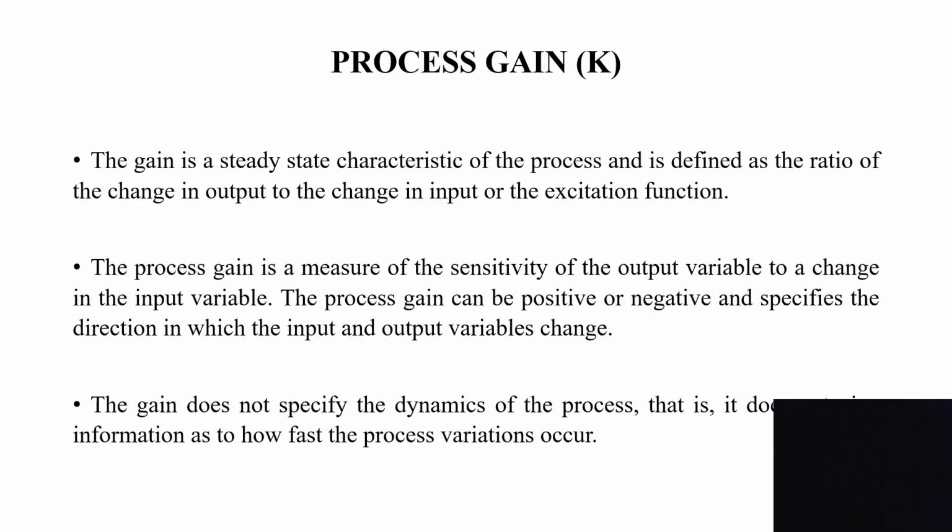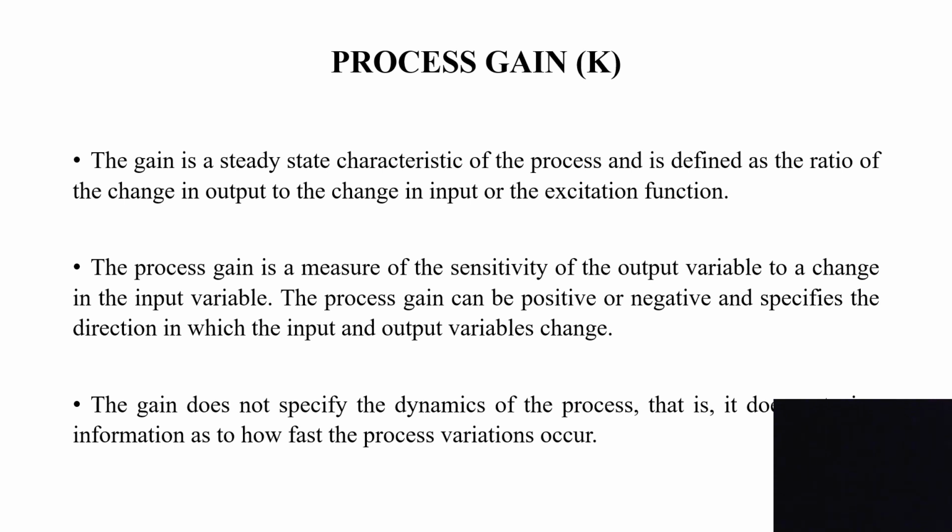These two components are going to capture the dynamics of the system. The first one is the steady state characteristic, which is the process gain, always notated as capital K. It is defined as the ratio of the change in output to the change in input, and it is nothing but sensitivity. Gain, if positive or negative, specifies the direction in which the input and output variables change. As it is a steady state characteristic of the process, it does not specify the dynamics of the process.